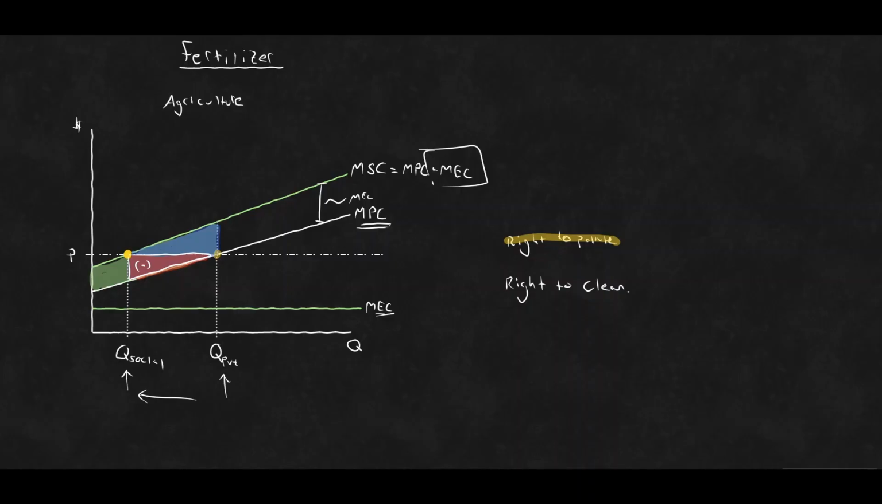That is the other way to put it: if you have the right to pollute, this private level of output becomes our reservation option. It becomes our default option. In order to incentivize the farmers to produce and thus pollute less, you would need to compensate them for their lost profits. That is, you would need to pay them in order to actually cut their production by this amount or more.